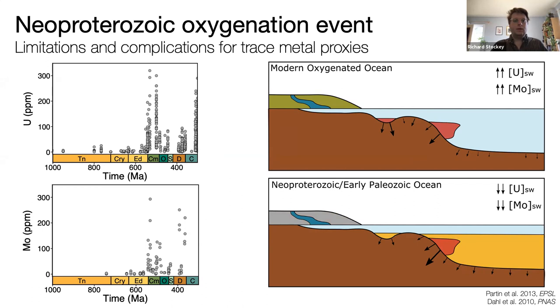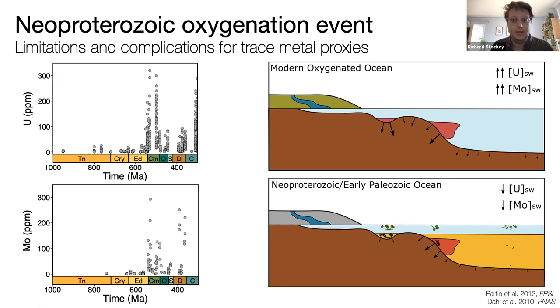Secondly, most of our modern analogues for ancient anoxic environments are euxinic, so they're anoxic with abundant free hydrogen sulfide. And geochemical evidence increasingly indicates that most Neoproterozoic and Paleozoic anoxic environments were ferruginous, or anoxic without abundant free hydrogen sulfide. So throughout this talk, I'm going to be using the term ferruginous to broadly refer to reducing low oxygen settings without free hydrogen sulfide, based on the sensitivities of the proxies that we use to identify them. And critically, we expect these ferruginous environments to have high trace metal burial rates like euxinic environments, but not necessarily as high as we observe in modern euxinic environments, more like the kind of trace metal burial rates we observe in modern suboxic environments.